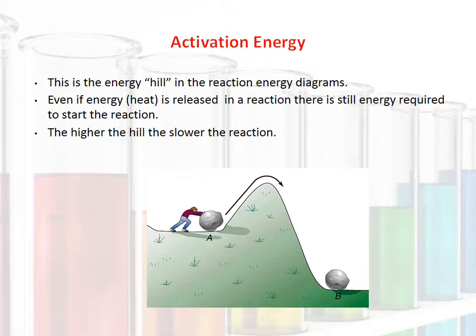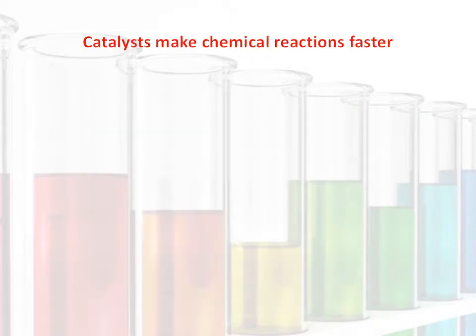An endothermic reaction, on the other hand, is like pushing that rock back up the hill. If you stop using energy to push the rock, then it's not going to continue going up the hill. And this is what an endothermic reaction is like. It needs a constant input of energy, and the initial push has to be greater than what is needed to keep it moving. The higher the hill, the slower the reaction. So reactions with big activation energies are going to be slower than reactions with small activation energies.